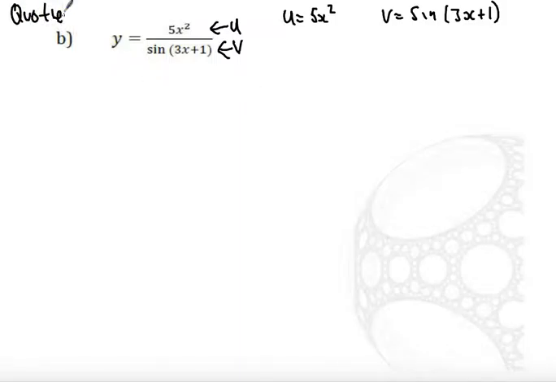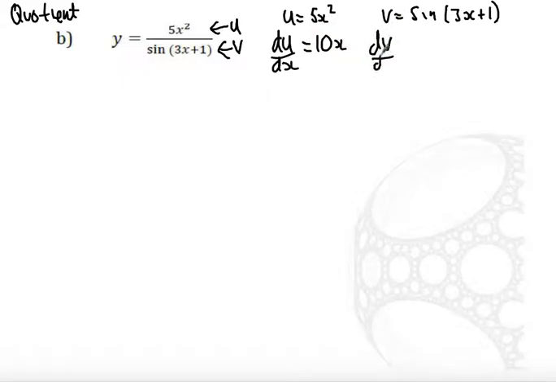Remember that I may have to use the chain rule alongside the quotient rule, just as we have noted in the previous questions using the chain, product and quotient rule. So differentiating 5x squared, du by dx is just 10x. No need for the chain rule here.